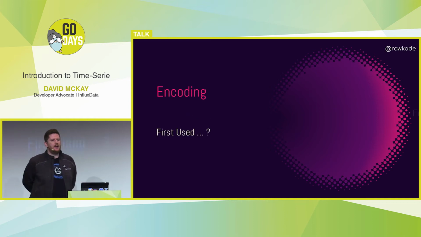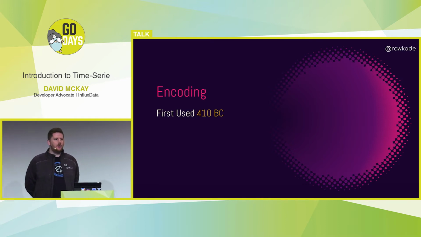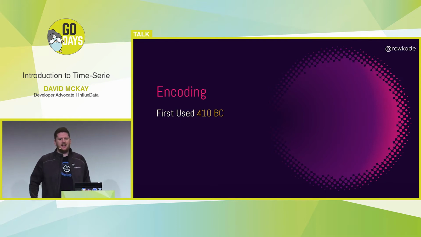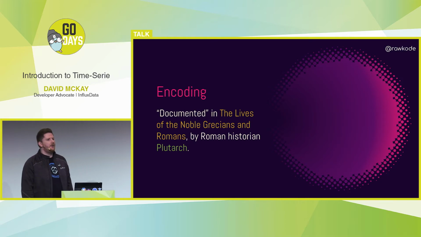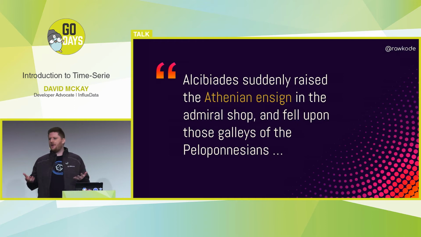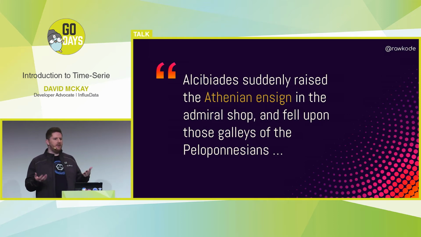So encoding is something that we're all relatively familiar with as developers. We use encoding for many things. But encoding isn't a new concept. In fact, it was first used in 410 BC. It was documented by a historian, even for ancient Rome, where he talks about this person, a captain of a ship, whose name was Alcibiades. And what was interesting about Alcibiades was he was a hired gun when there was a naval war.